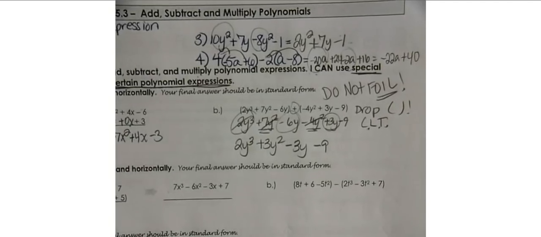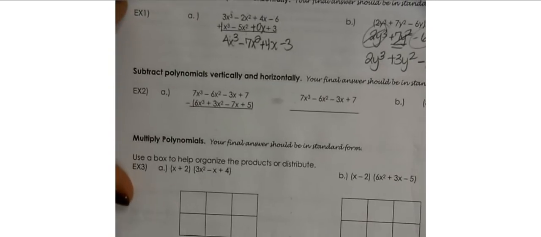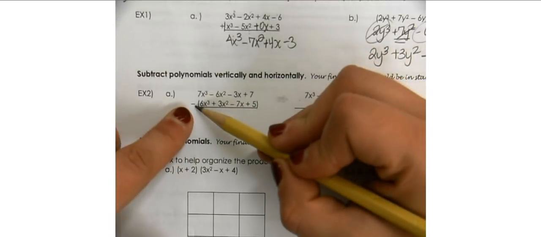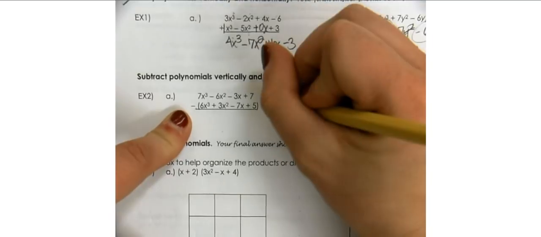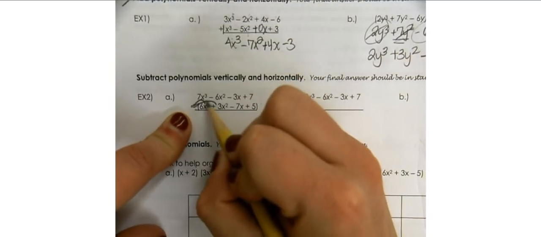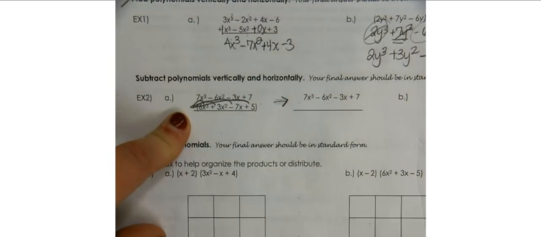You can also subtract polynomials vertically as well as horizontally. So if we were to subtract vertically, you would simply write down what you're subtracting on the outside of a set of parentheses. And then you can see kind of this arrow right here. So what we're going to do is we're going to distribute the negative to every single term in the parentheses.